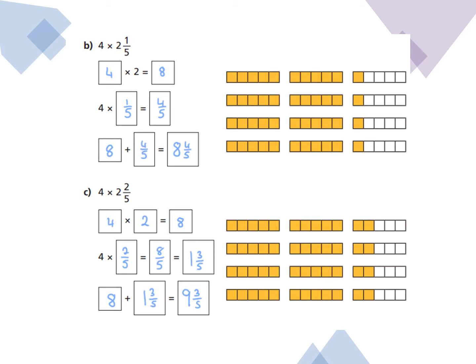4 times 2 gives you 8, then 4 times 2/5 gives you 8/5, okay? And all together you'd get 1 and 3/5. Once you've added those together, at the bottom you can see 8 plus 1 and 3/5 would give you 9 and 3/5, okay?